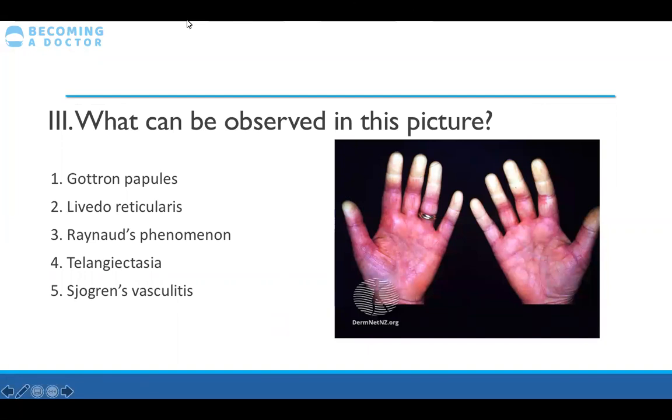Right, third question, what can be observed in this picture? I'll give you a few seconds to answer that. Okay. Oh, that's perfect. We didn't need to spend much time on this question. You answered Raynaud's phenomenon, which is the correct answer. Essentially, it's a problem that causes decreased blood flow to your fingers.